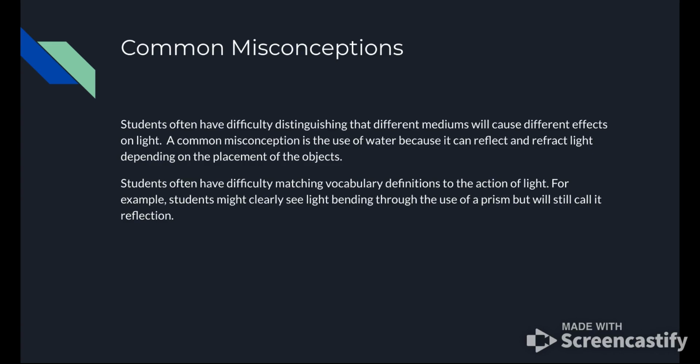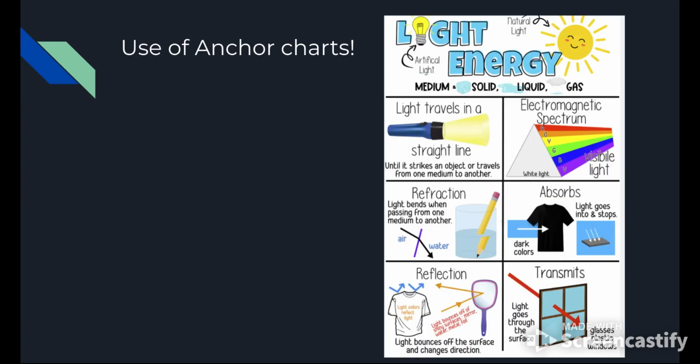Another common misconception is matching vocabulary definitions of light and what happens to light. So, for example, students might clearly see the light bending through the use of a prism, but they'll still call it reflection. So, in this case, it's also super important that I guide them, where I just tell them, "Hey, look at your anchor charts. What do you see? Is it matching what you and your partner are saying? What do you think? How can you fix this?" And that cooperative learning can also be used to address those misconceptions within themselves.